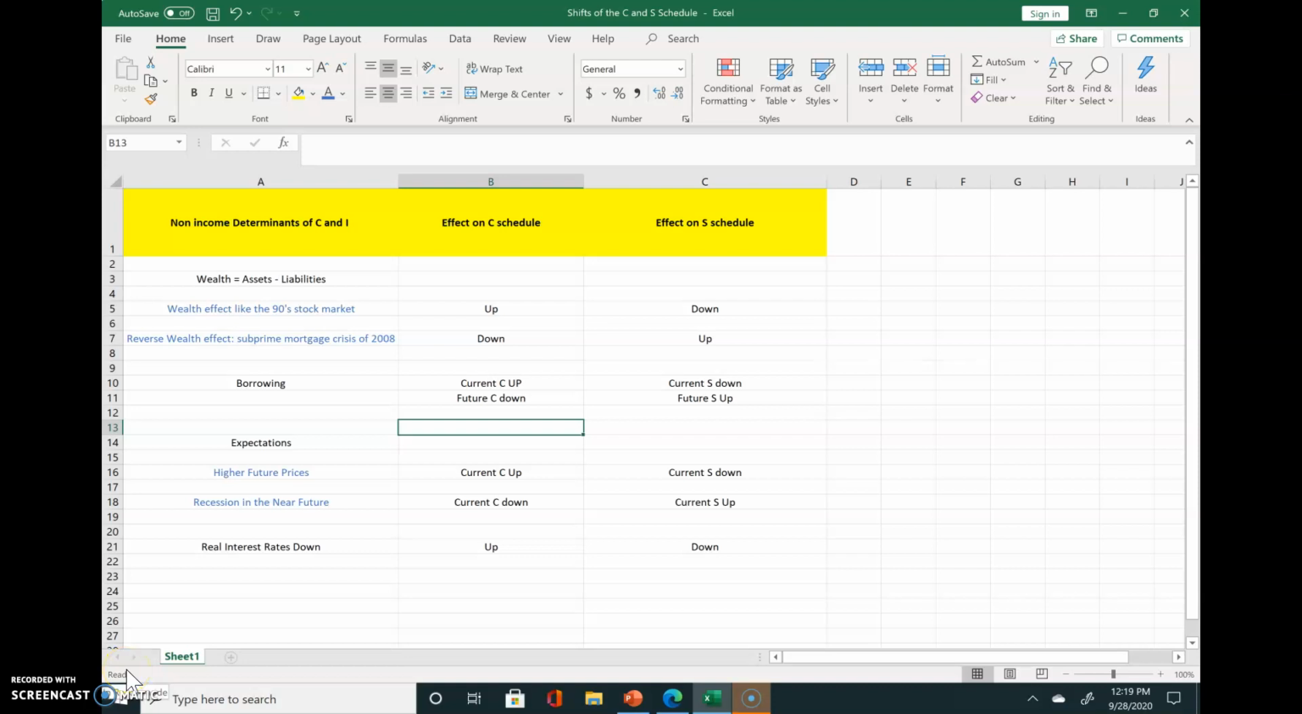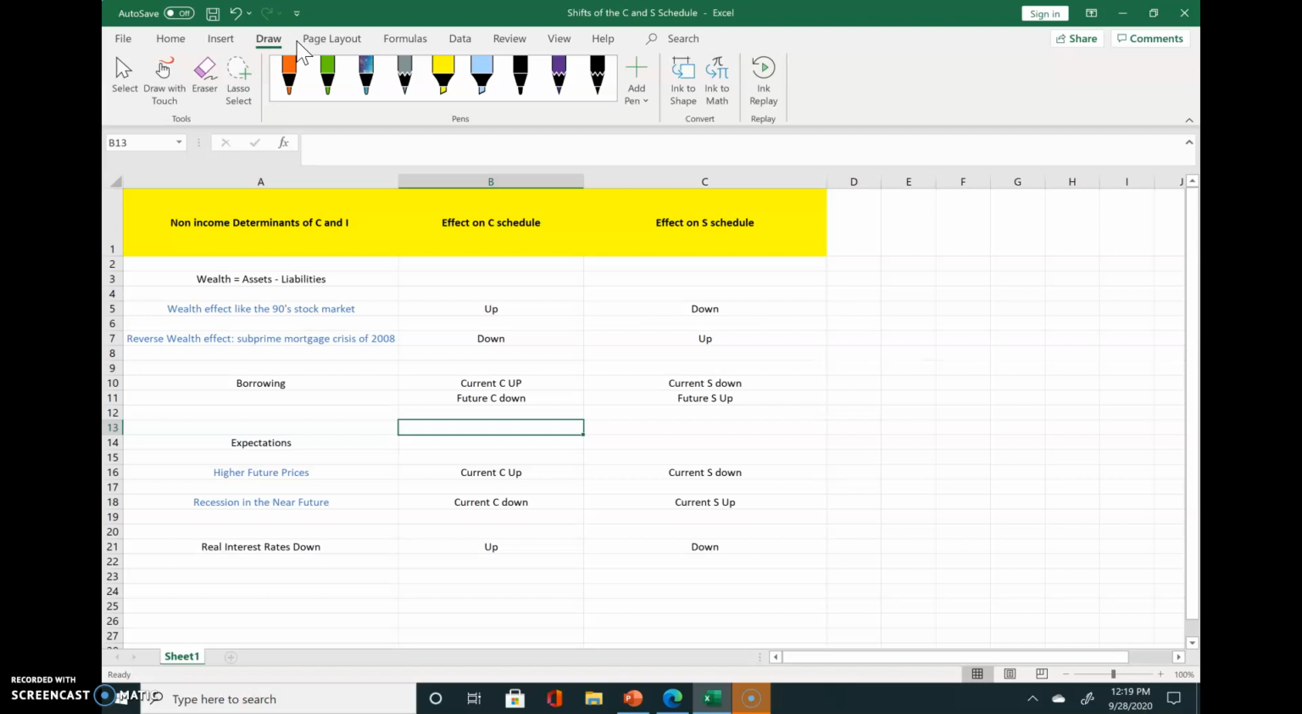Now we will look at some of the non-income determinants of consumption and savings that will shift the consumption and saving schedule up or down. Number one is wealth. A household's wealth is equal to the assets minus the liabilities. The larger the stock of wealth, the larger will be the present consumption as well as the future consumption.